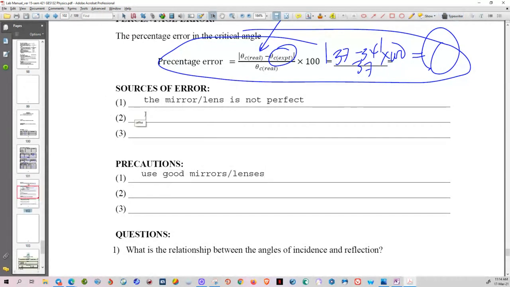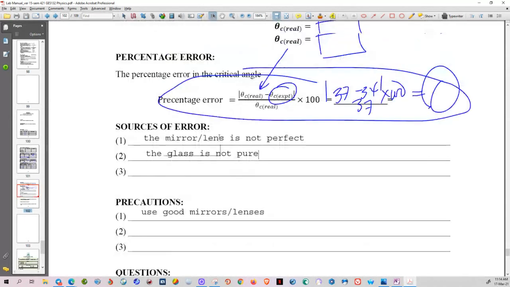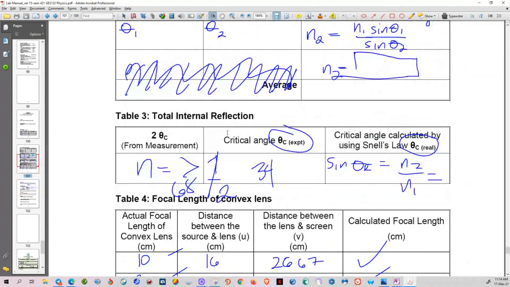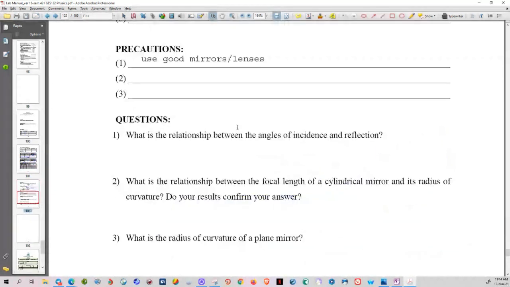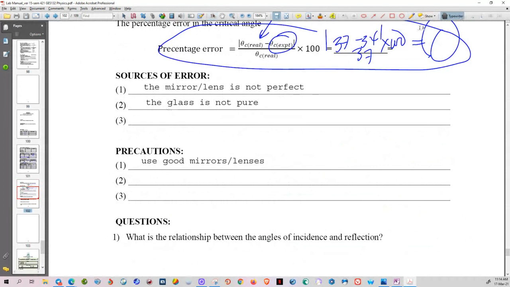okay? What else is a source of error? If the glass is not pure, the refraction that you will get is not with the real value for the index of refraction of glass, okay? So you must use pure glass for this experiment. That's why the glasses that we use for the experiment is actually very expensive, okay? In the lab, the glasses are expensive, so we use a cheaper version, which is acrylic, and it's easier to make pure acrylic than pure glass, okay? What else is a source of error?